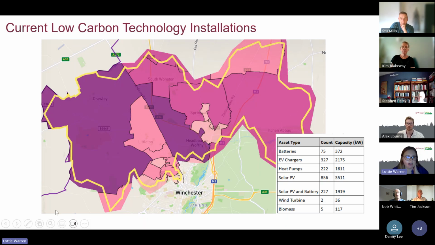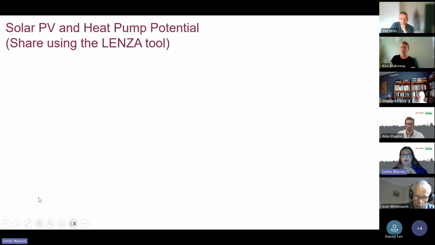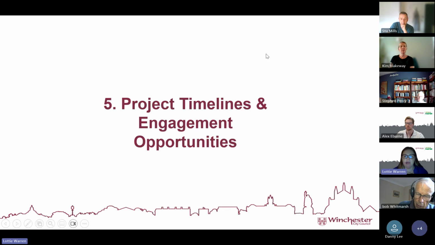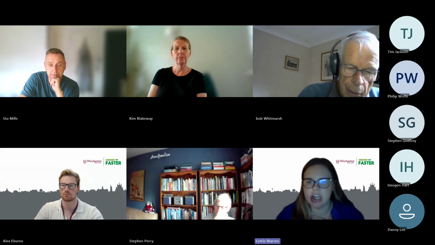And then if I just move on to the next slide, I'm going to show you some of the things that the Lenser tool can do. To do that, I'm going to have to share my screen again with something different. The Lenser tool uses a range of data to look at the potential for solar PV and heat pumps in the area. So I thought it'd be interesting for you all to see how it's doing that and what it's showing. If you bear with me, I'm going to stop sharing for a minute and then reshare again.